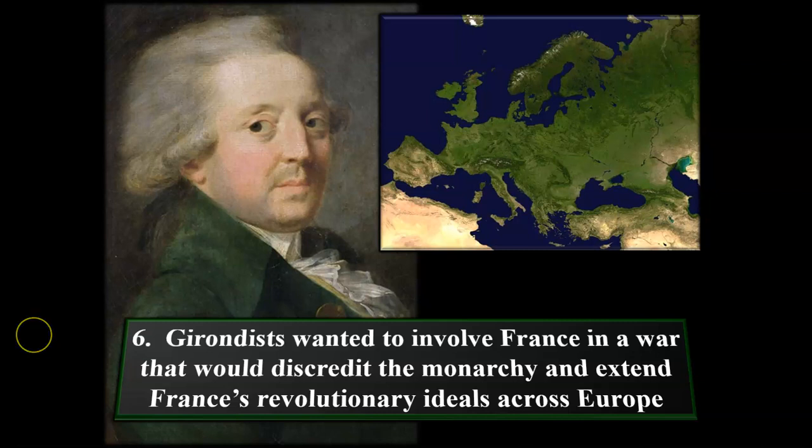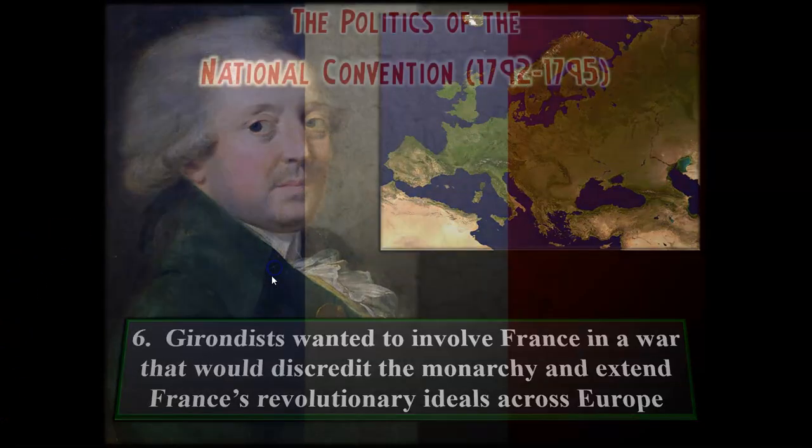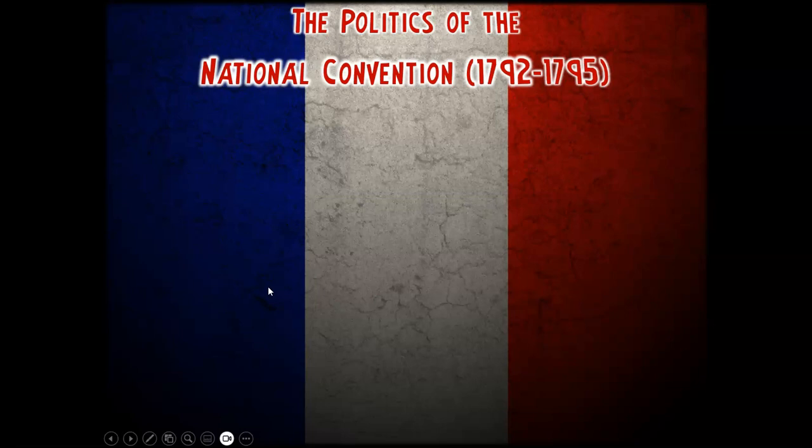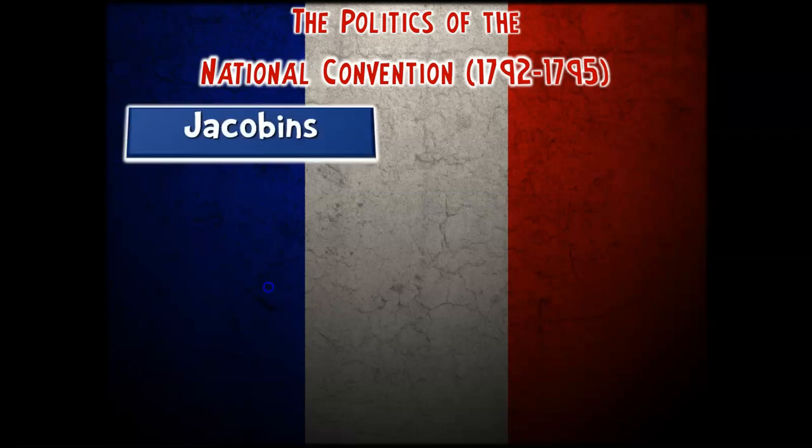All right, so Girondists, they wanted France to become involved in a big old war that would discredit the monarchy and extend the ideals of the revolution, liberty, equality, fraternity, and all that across the European continent. Now, a national convention was held, and the factions came together to try to sort this out, what they wanted to do and to do it.